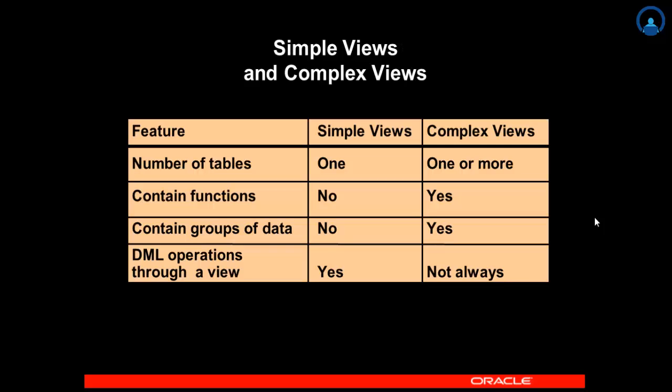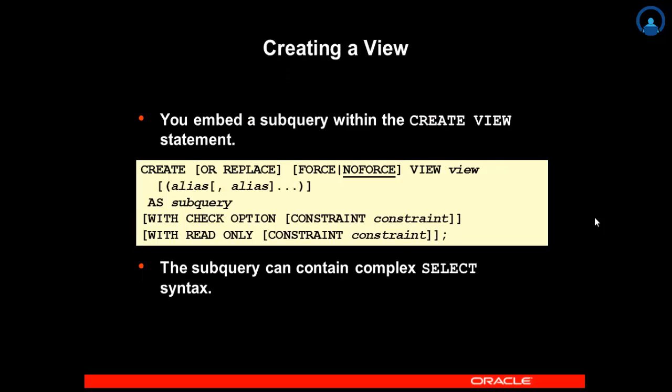Let's come to simple views and complex views. There are two classifications for views: simple and complex. The basic difference is related to DML, that is insert, update and delete operations. A simple view is one that derives data from only one table, contains no functions or groups of data, and can perform DML operations through the view. A complex view is one that derives data from many tables, contains functions or groups of data, and does not always allow DML operations through the view.